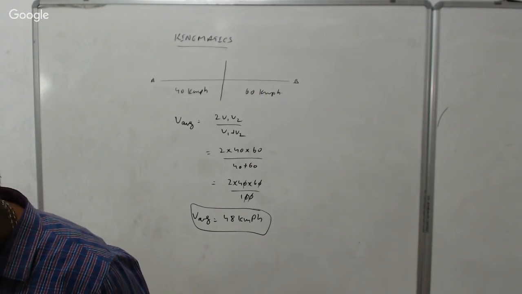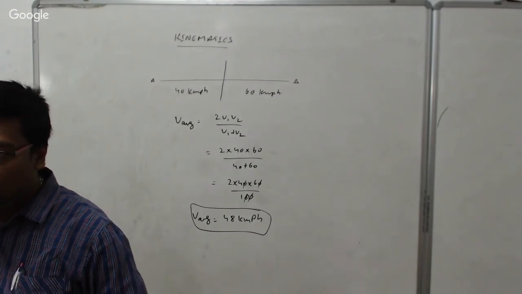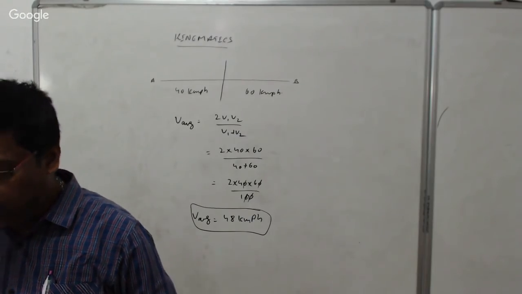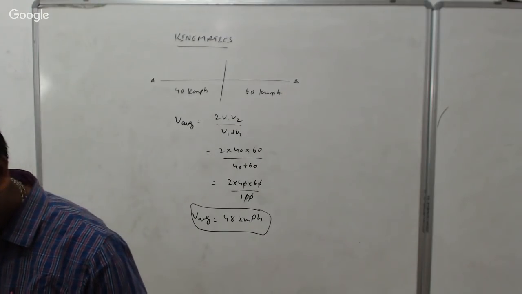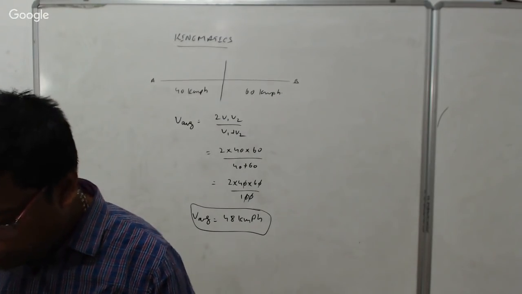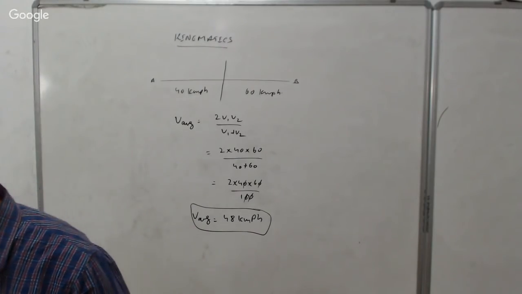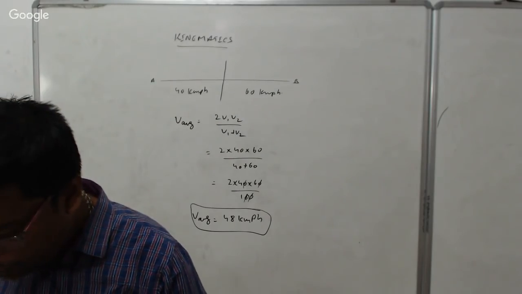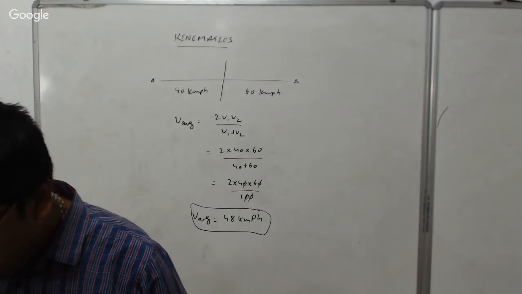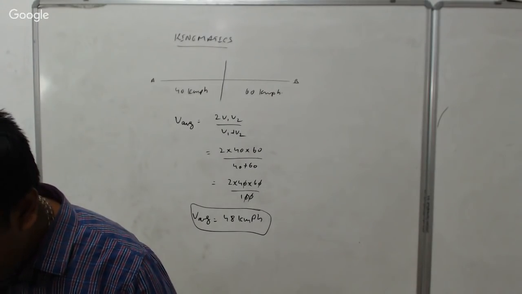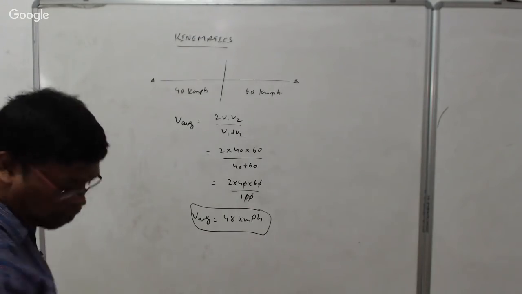A train moves with a speed of 30 kilometers per hour in the first 15 minutes, with another speed of 40 kilometers per hour the next 15 minutes, and then with a speed of 60 kilometers per hour the last 30 minutes. Calculate the average speed of the train for this journey. Okay, simple again.